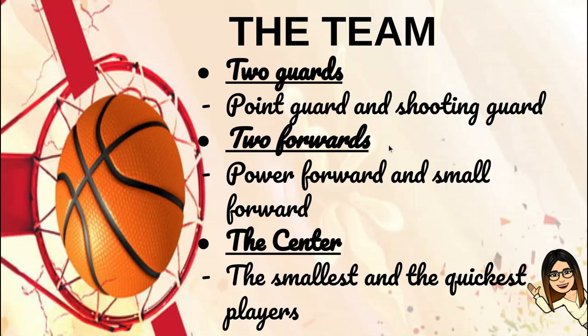Next, let's proceed to the two forwards. For the two forwards class, there are power forward and small forward. Now, what is the difference between the two? Class, the power forward is usually a strong rebounder. Okay? This is what we call a power rebounder. For small forward, class, maybe a better scorer. Again, two forwards: power forward is usually a strong rebounder, and a small forward may be a better scorer.